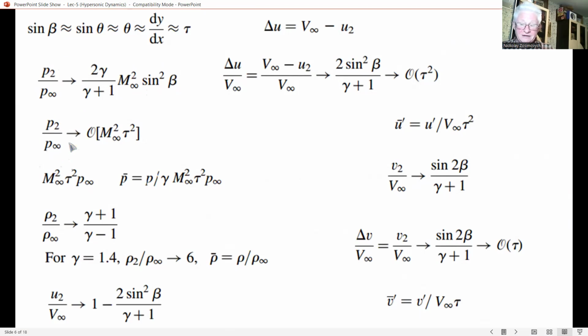In this case, we have the order of magnitude relation in these expressions. p2 over p∞ goes as M∞ squared times sine squared beta. Do you agree? So what does it mean? It means, as order of expression, p2 over p∞ we may rewrite as order of M∞ squared times tau squared. And this, in turn, implies that the pressure throughout the shock layer over the body will be on the order of M∞ squared times tau squared, times p∞.